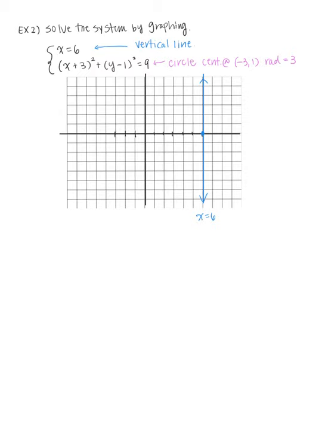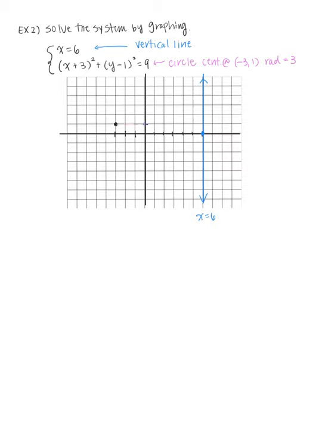And then 1, so it looks like our center of the circle is going to be here, and the radius is 3. So what we need to do is, from this point, go 3 units to the right and the left and then above and below from the center.